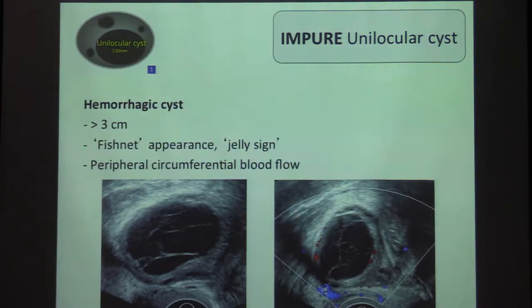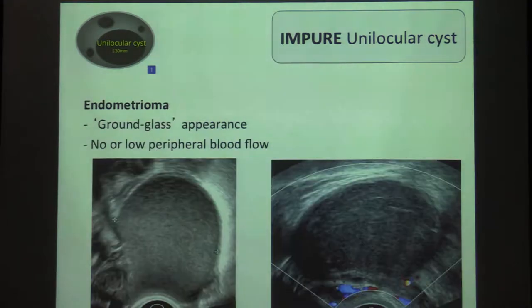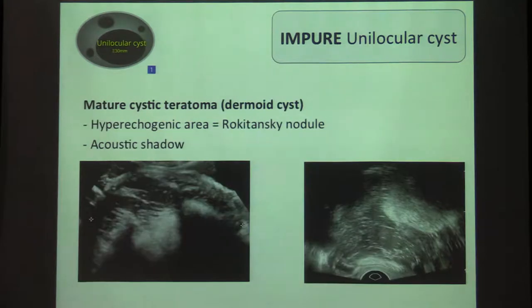Most common is the hemorrhagic cyst, which has typically a height greater than 3 centimeters, a fishnet appearance due to the fibrin cells, and internal movements over palpation called the jelly sign. It also has peripheral circumferential blood flow. Second possibility, an endometrioma, which has typically a ground-glass appearance and no or low peripheral blood flow. And third possibility, the dermoid cyst, which is typically mixed echogenic with an important acoustic shadow.